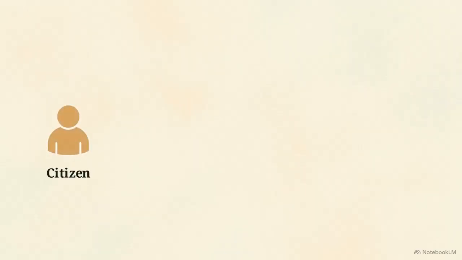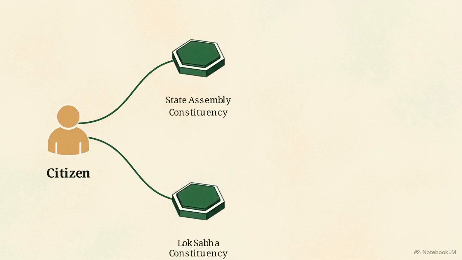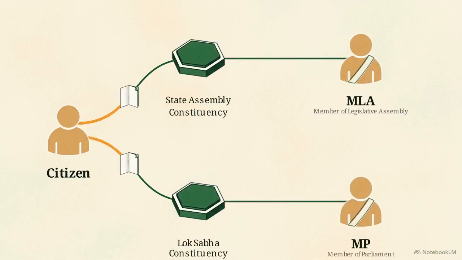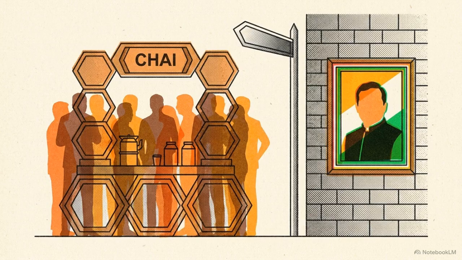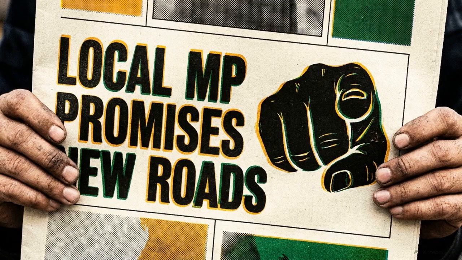This branching flowchart shows how a single citizen sits inside both maps at once, casting votes in both pathways to choose representatives for 2 distinct levels of governance. Breaking the map down this way ensures that every single neighborhood has a specific, accountable person to praise or blame for how the government is running.